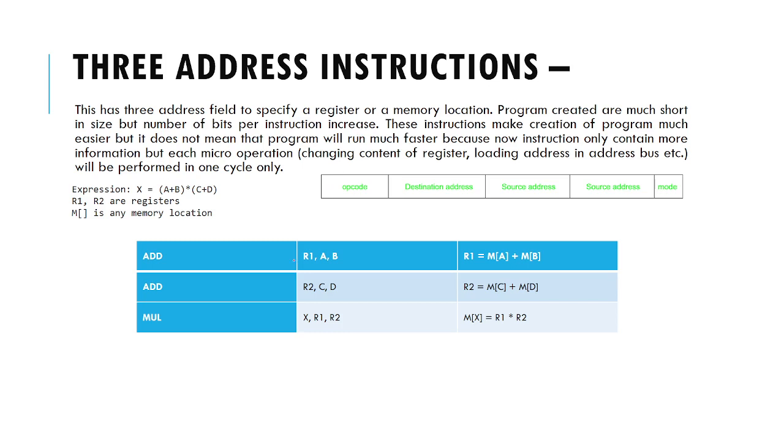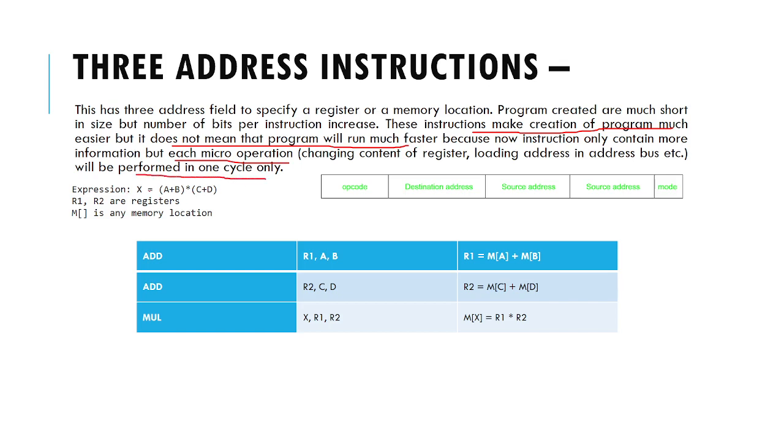প্রোগ্রামের সাইজটা অনেকটাই ছোট হয়ে গেছে, কিন্তু আমাদের ইনস্ট্রাকশনের সাইজটা অনেকটা বেশি হয়ে গেছে. That means the number of bits per instruction is increased. This instruction makes creation of programs much easier, but it does not mean that the program will run faster. এটার অর্থ এটা না যে প্রোগ্রামের সাইজ ছোট হয়েছে তাই প্রোগ্রামটা তাড়াতাড়ি রান হবে। Now the instruction only contains more information but each micro operation will be performed in only one cycle.